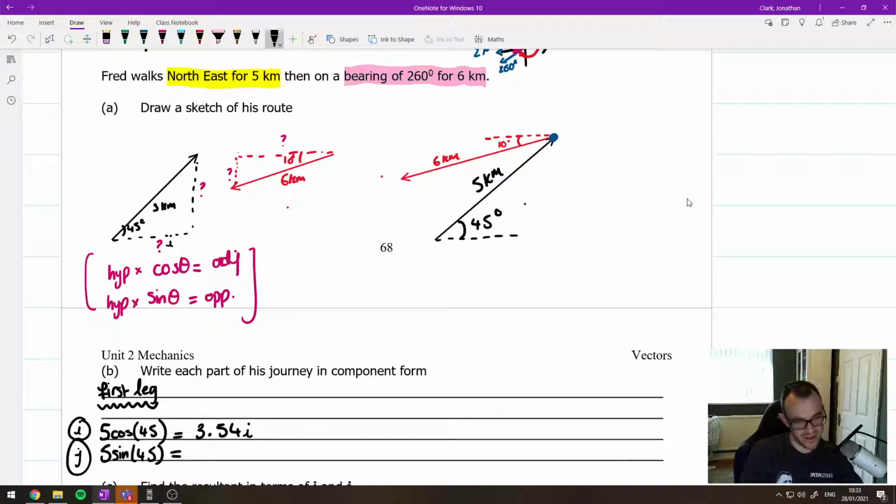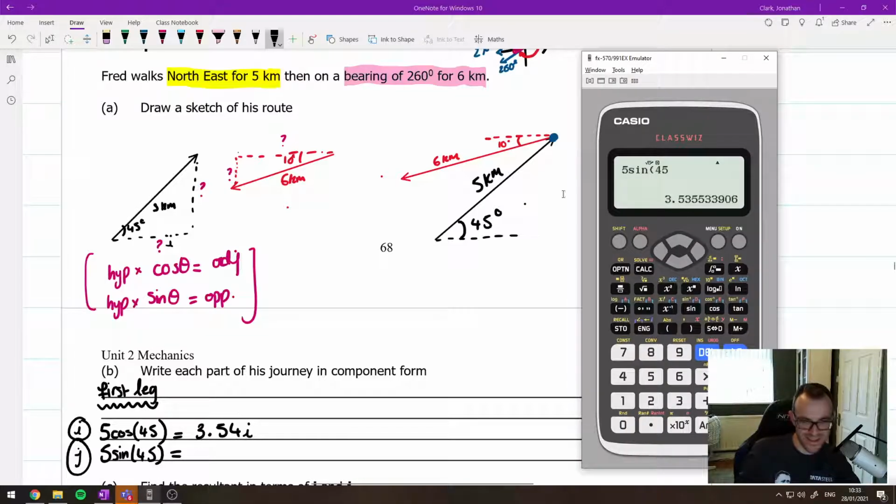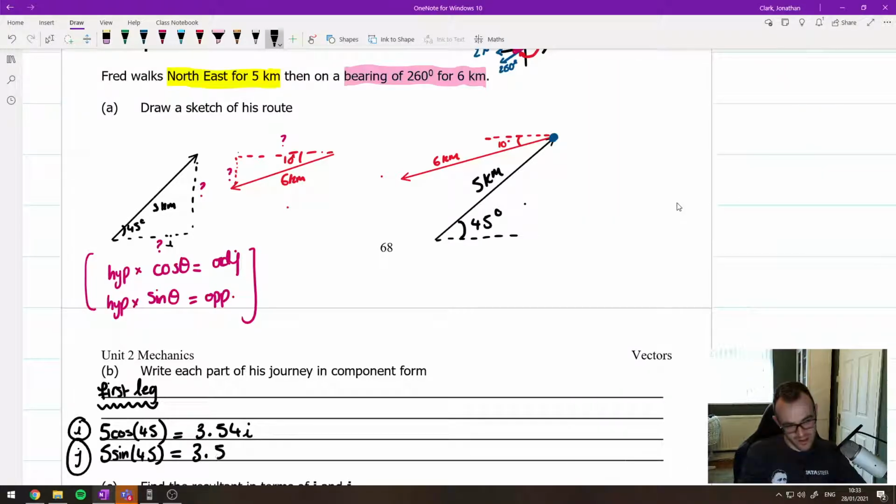And I realize I've put that in the wrong place now, but it doesn't actually matter because it's an isosceles triangle. So this value is exactly the same as well. Here we go. So we've managed to split this up and say that 5 kilometers northeast is the same as going around about 3.54 in both directions.